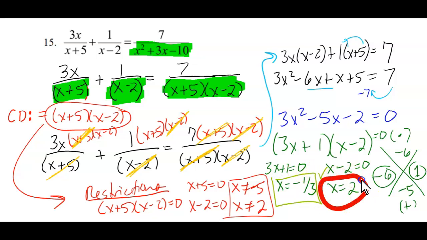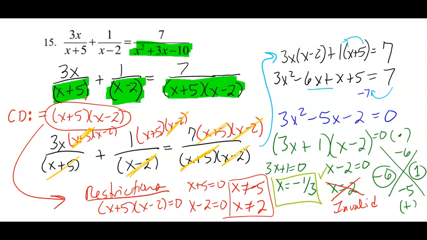Second answer of 2. Oh no, there's a 2. So x cannot be 2, but I found a solution of 2. What does that mean? Essentially, this is invalid. So that one is not possible. So I have one solution of x equals negative 1/3, and that is the solution set for that problem.